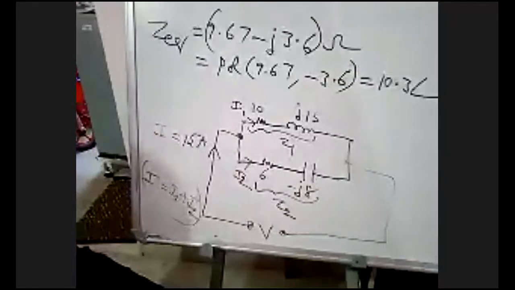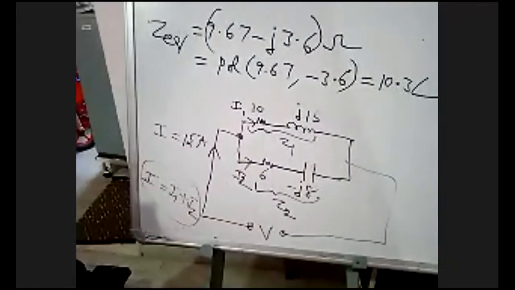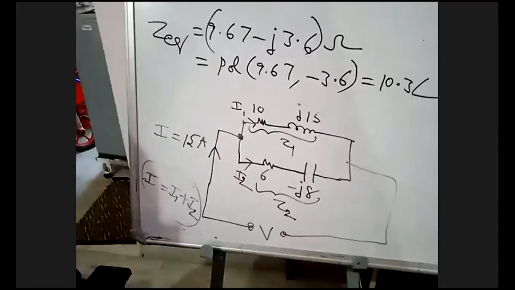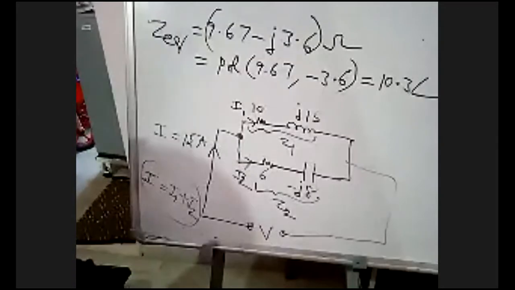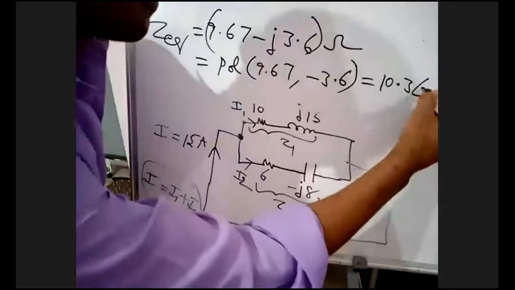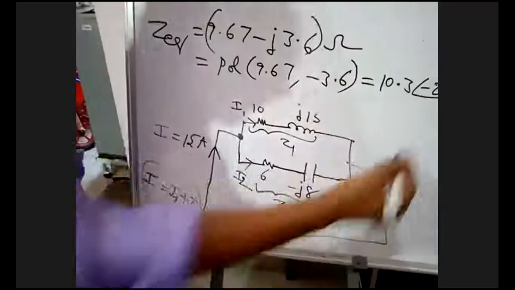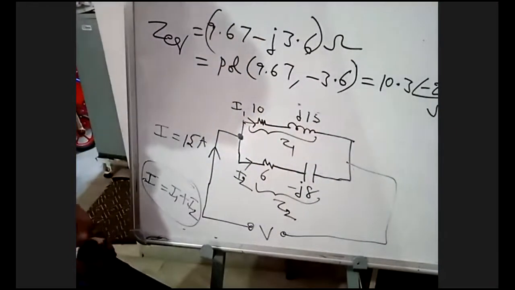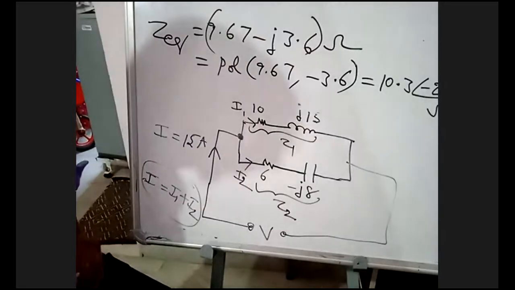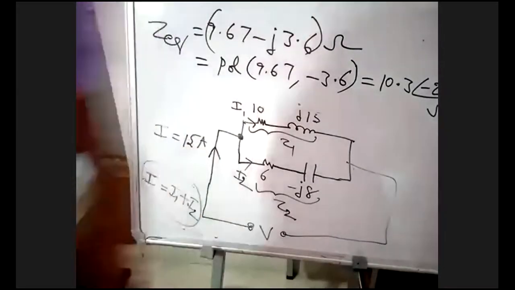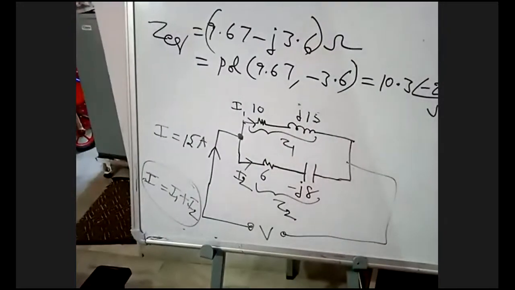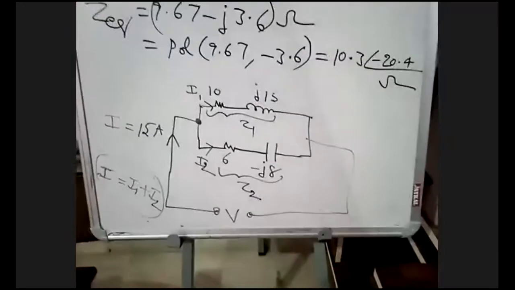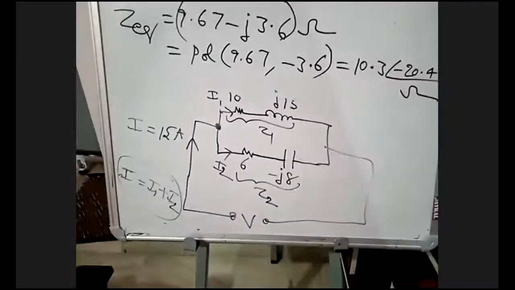R equals 10.39, theta is minus 20.4. Here you have to take minus, minus J3.62. This is the total equivalent impedance of this circuit.